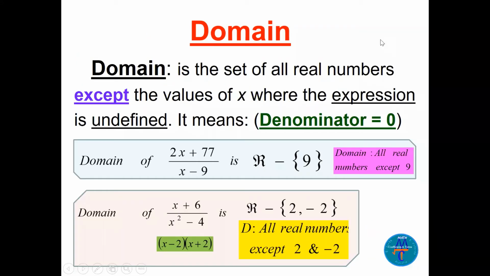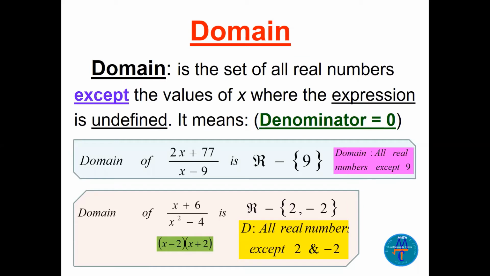Now let's look at the domain. Let's define it first. Domain is one of the important concepts in math. It is the set of all real numbers except the values of x where the expression is undefined. When we say the expression is undefined, it means the denominator is 0. Let's take two simple examples here, then I will say the definition again.